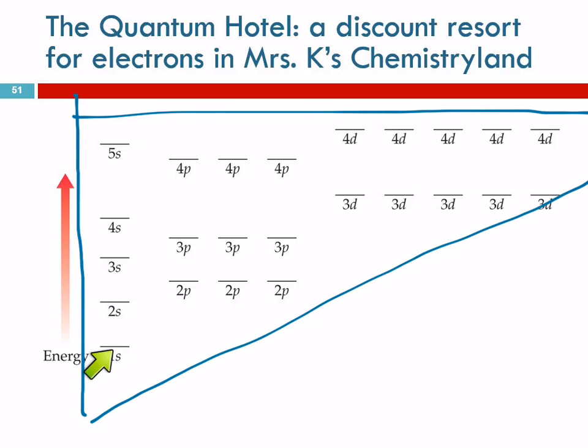Well, this 1S room has 1 bed. We can put 2 electrons in there, but they have to sleep head to toe, opposite spins, right? So we got one guy there and another one here. The next 2 electrons are going to go into the next most expensive room. They're going to go for the cheapest one that's still available. So we'll put 2 in there.